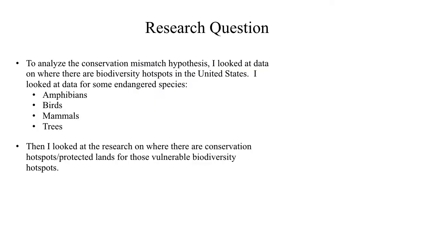My research question had two parts. The first part was, to analyze a conservation mismatch hypothesis, I looked at data on where there are biodiversity hotspots in the United States. I looked at data for some of the endangered species such as amphibians, birds, mammals, and trees. The second part was I looked at the research on where there are conservation hotspots and protected lands for those vulnerable biodiversity hotspots.